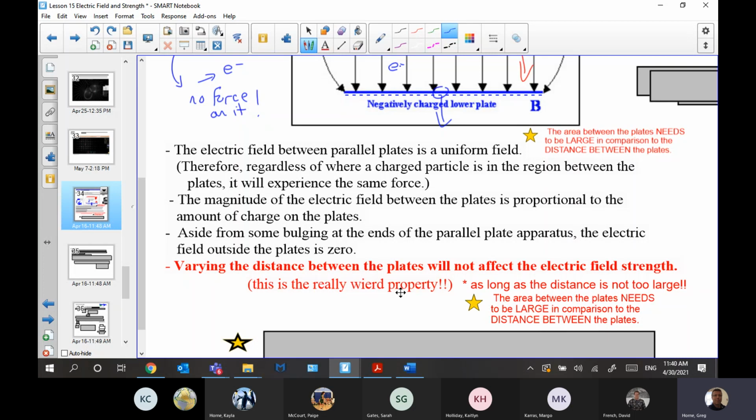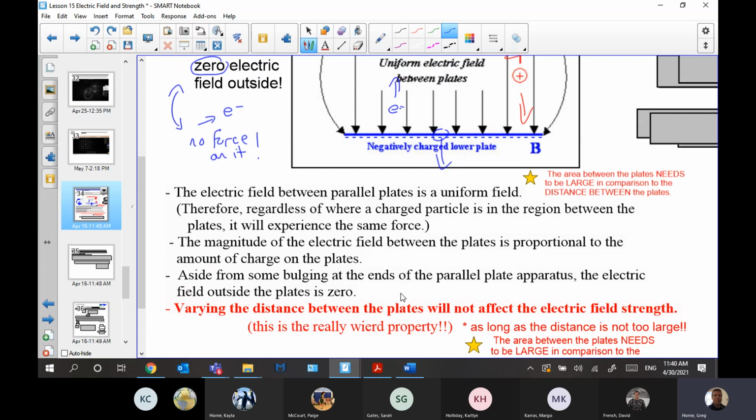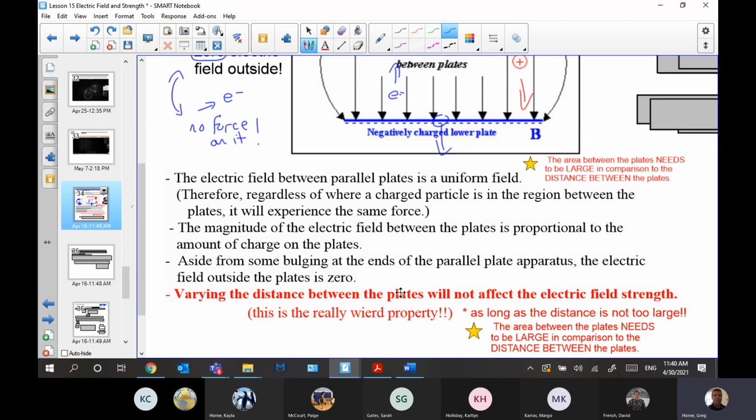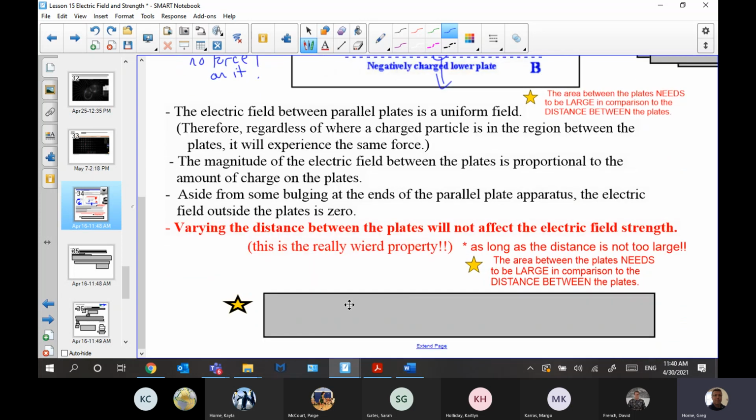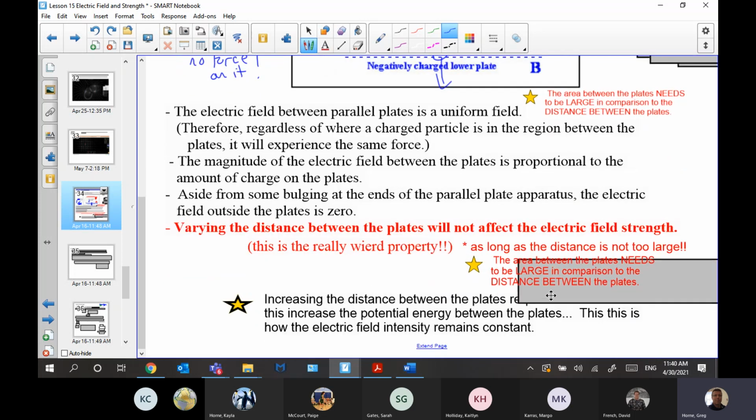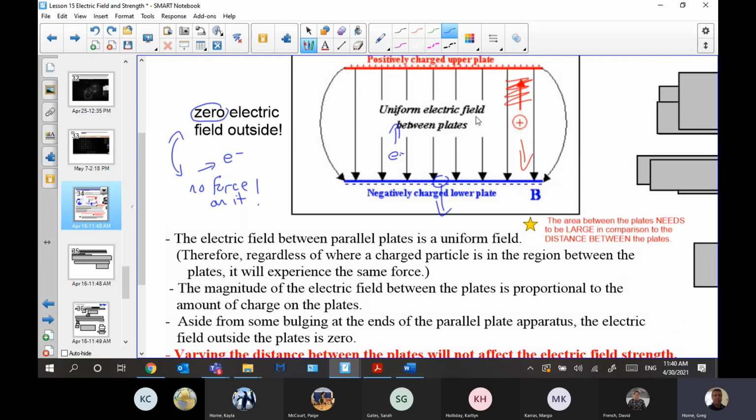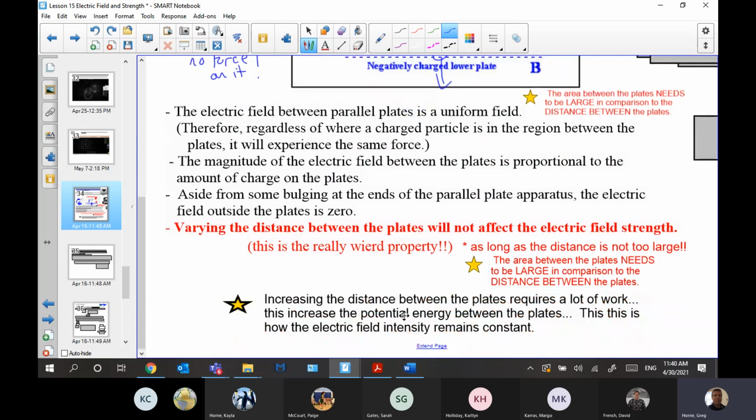This bothered me for a long time, especially because of the contradictory statement that you'll see on Monday. I finally figured out how to make sense of it, because people don't tend to explain this; it gets glossed over and everybody's happy to move on as long as they get the marks. But if you think of this situation, it takes a lot of work to increase the separation between these plates because they're attracted together really strongly. If you force them apart, you're doing work on the system, and that increases the potential energy between the plates. That's how the electric field intensity remains constant.